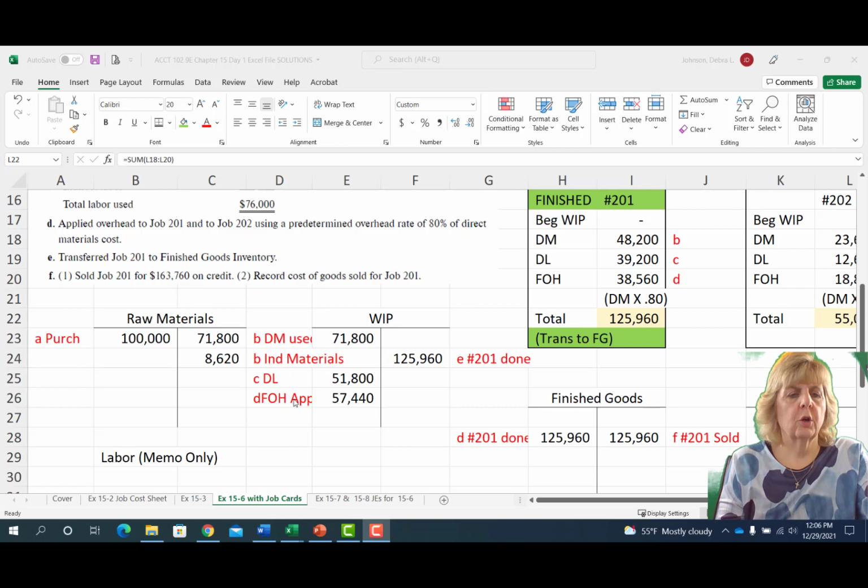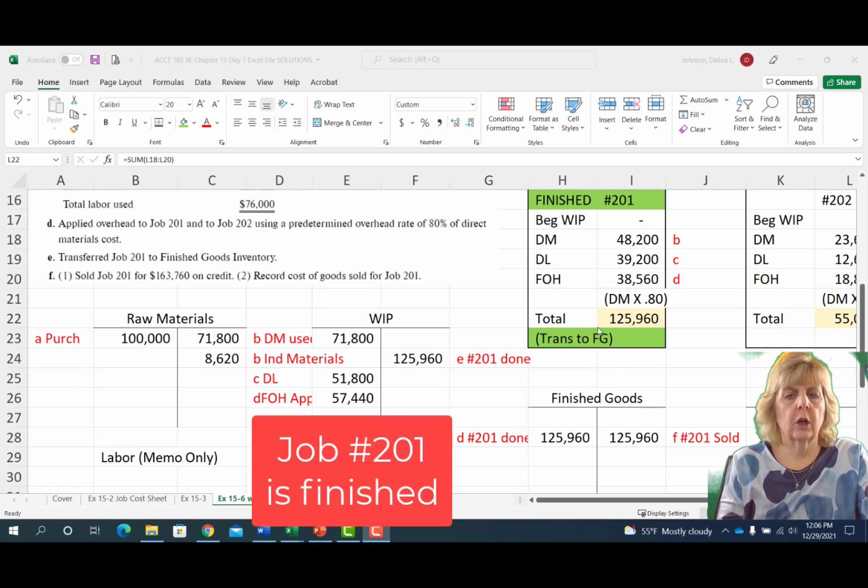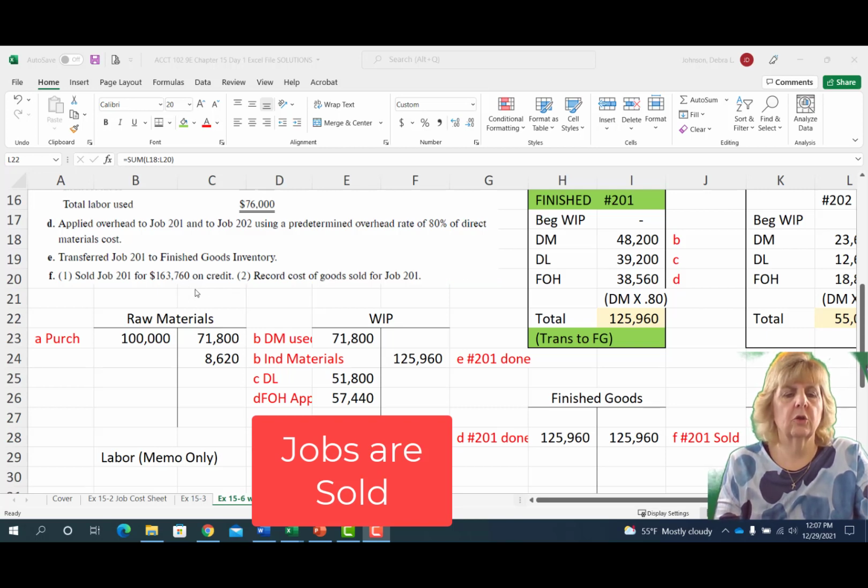Letter E transferred the cost of the finished job, job 201. That means you should have taken the cost out of WIP and charged it into finished goods. That's what happens when a job is completed. That brings us to letter F, which has two parts to it. That same job, job 201, was sold for $163,760. There's two parts to this journal entry.